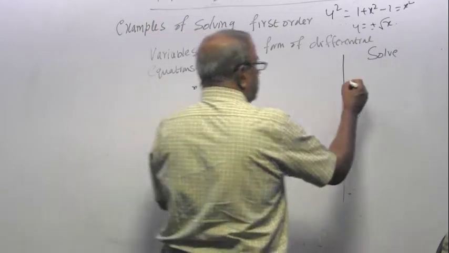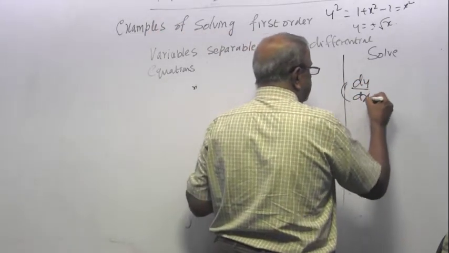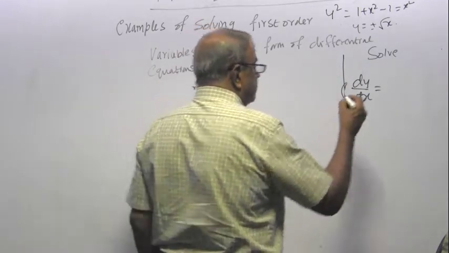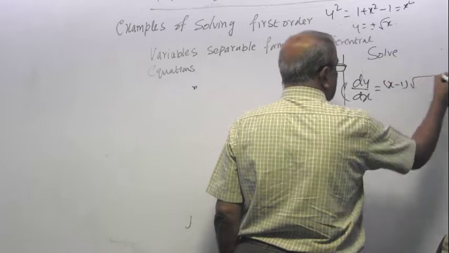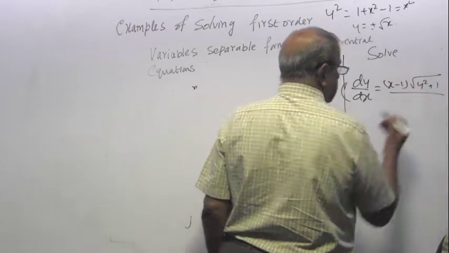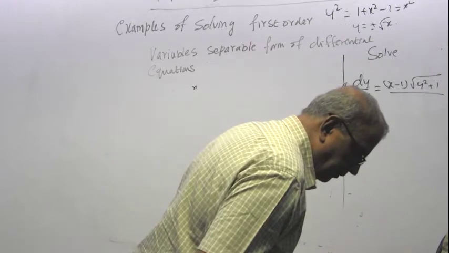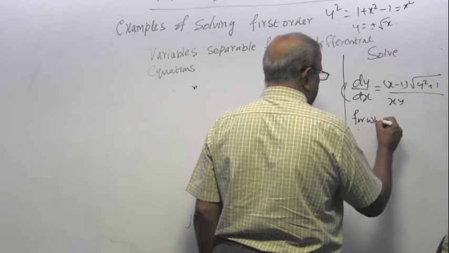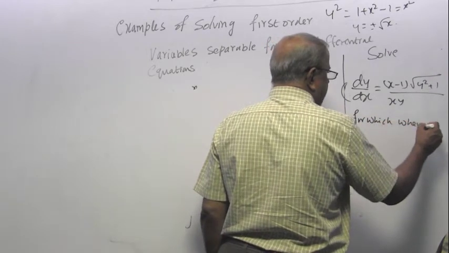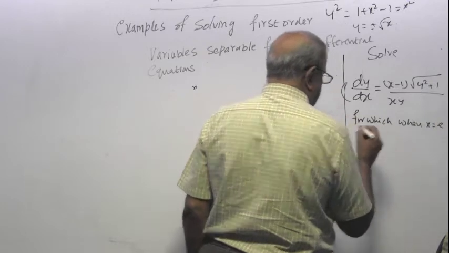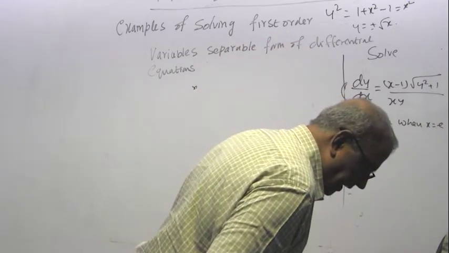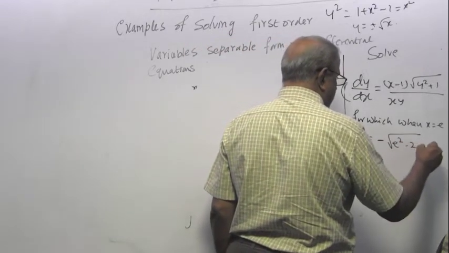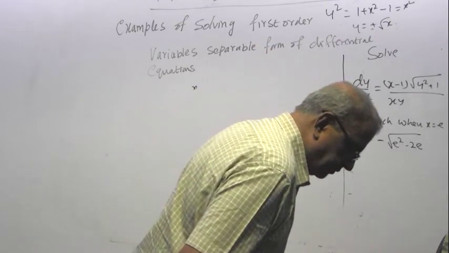dy by dx equal to (x minus 1) root (y squared plus 1) over xy, for which when x is e, y is minus root (e squared minus 2e). I wonder where the question came from.